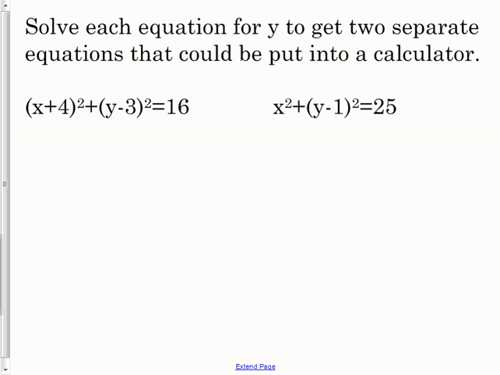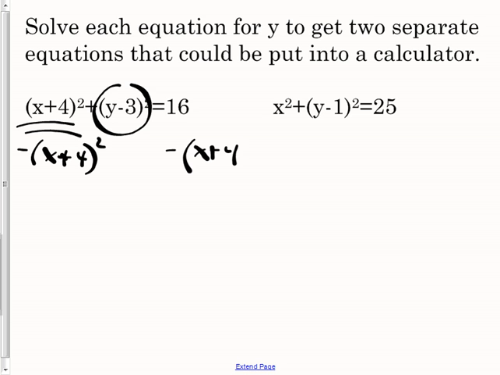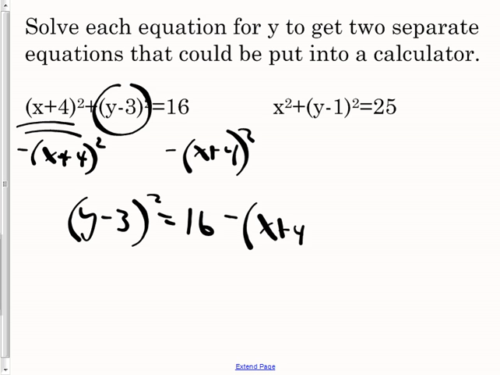All right, this last kind is the most brutal kind, where you have to try to solve for y, and a lot of you are not very good at that. I'm going to show you the one on the left here, and then I'm going to have you try the one on the right. If I'm solving this for y, the first thing I do is get rid of that. So I'm going to subtract (x plus 4) squared from both sides. So then I have (y minus 3) squared equals 16 minus (x plus 4) squared.